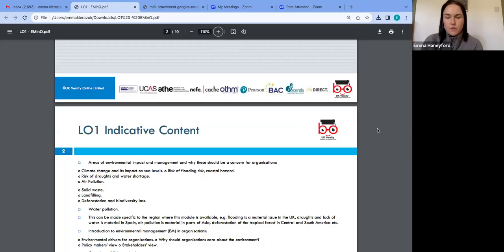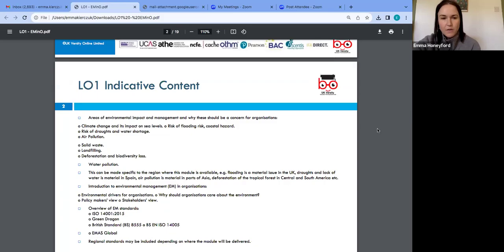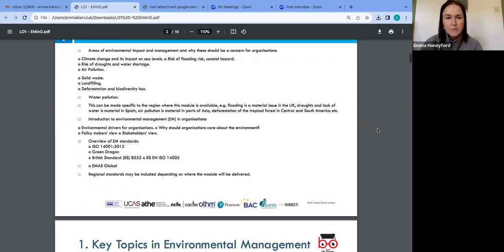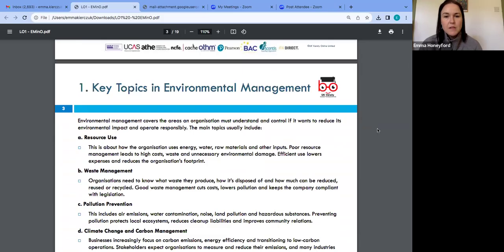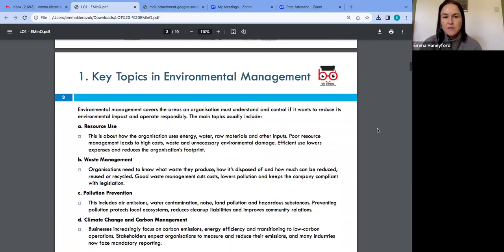Okay, so the indicated content, we've already gone over that, so I won't go over that again. We just spoke briefly around the different environmental impact areas, and the different systems that different organisations may use depending on what their operations look like. So, the key topics in environmental management. Environmental management does cover areas an organisation must understand and control if it wants to reduce its environmental impact and operate responsibly. The main topics that we need to think about within organisations.